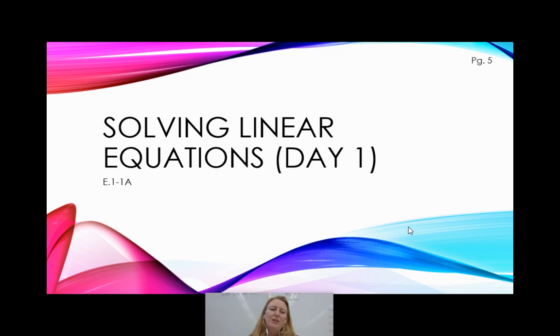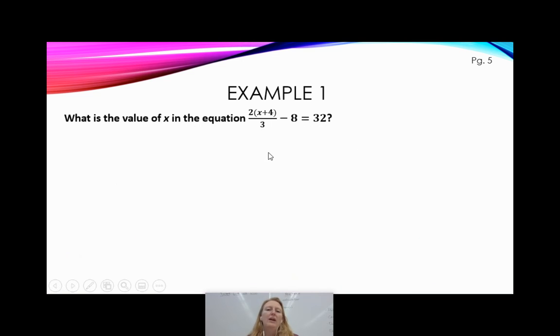So what we're going to be doing this unit is solving equations and inequalities. We're going to just kick it off with solving linear equations, day 1. So again, we're lesson E.1-1A, our Envision unit, topic 1, lesson 1, and we're doing day 1. So you have this example in your book there on page 5. What is the value of x in the equation? 2 times x plus the quantity x plus 4 divided by 3 minus 8 equals 32.